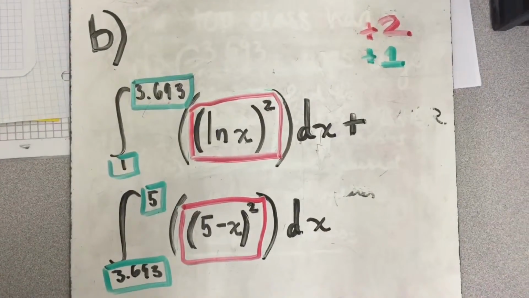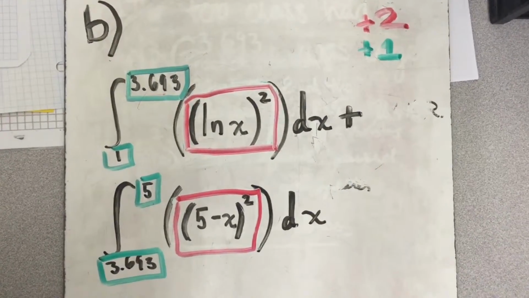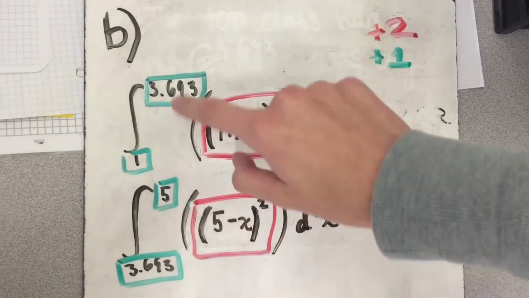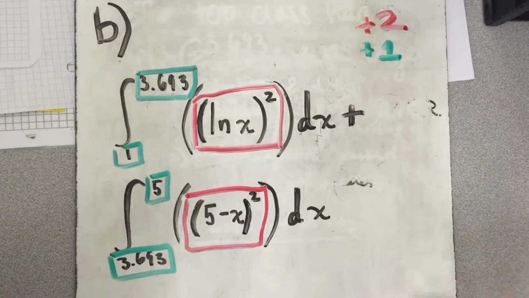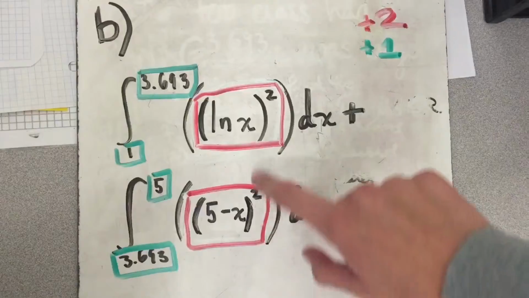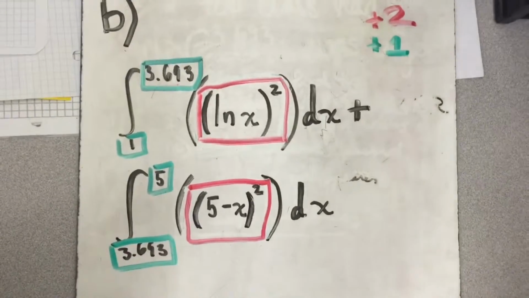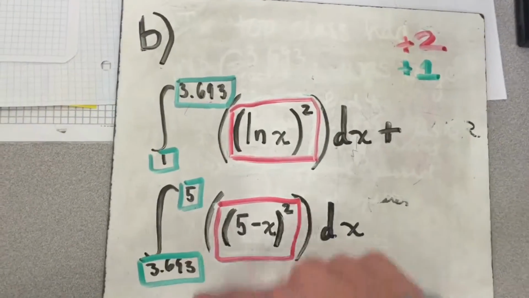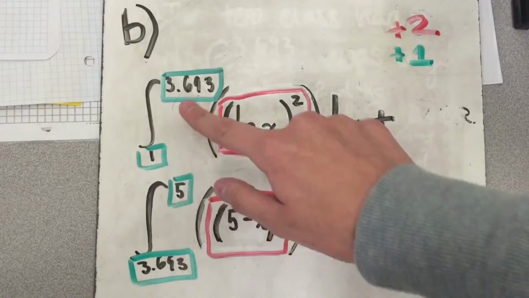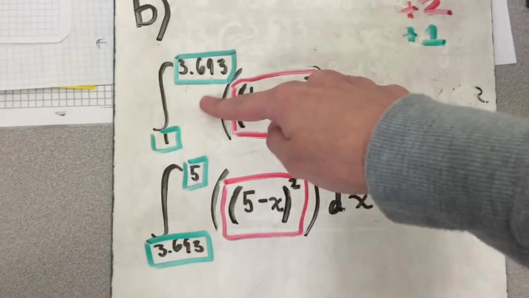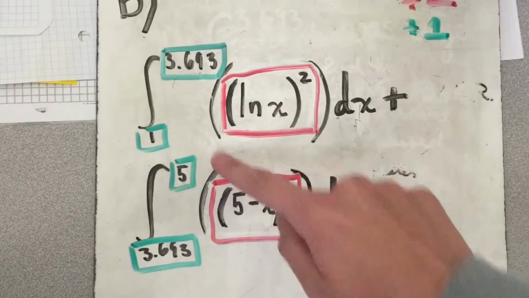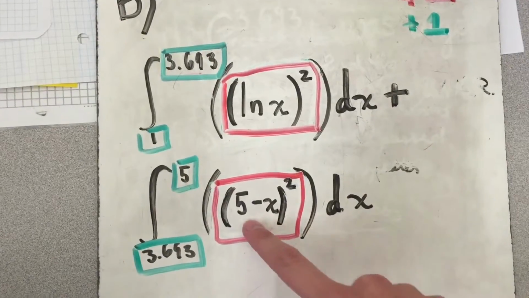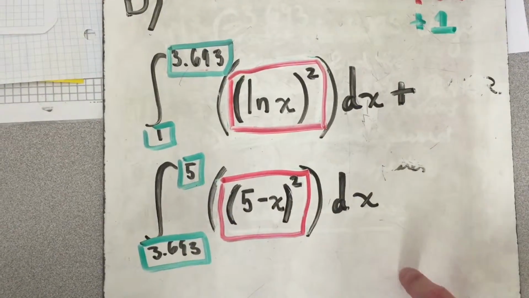Points are distributed by the correct intervals for the integral and then the correct integrands. Common mistakes would be that one might mess up the intervals, and since 3.693 was on the top here, they'll make that the upper limit on the bottom too, but you can't do that. One also might square just the x in the 5 minus x instead of squaring the entire expression.